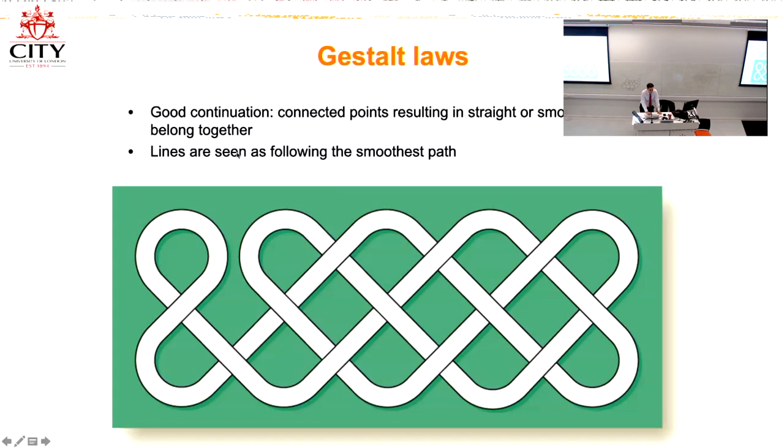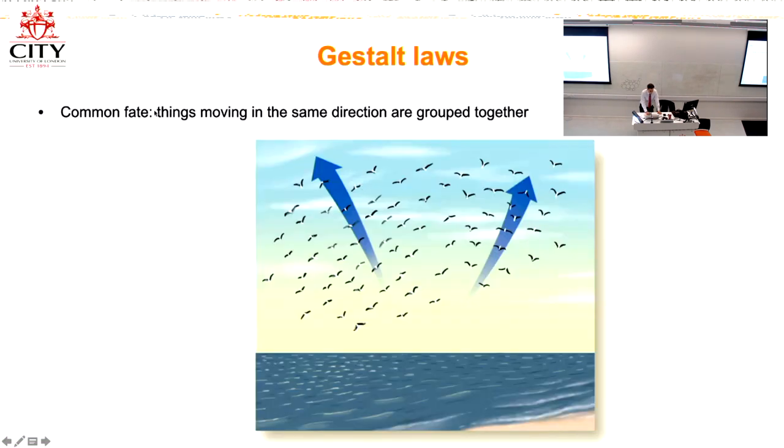Again, it looks for good continuation. You don't see a lot of crossed lines. You see one path, which is going on top of and under itself. You see common fate. Things that are moving in the same direction are grouped together. You see, this is a flock of birds in this orientation, and this is another one.